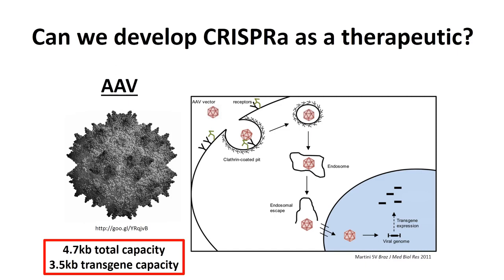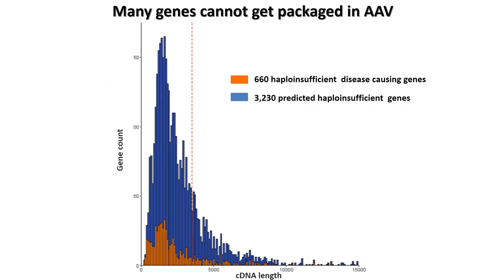However, AAV has a limitation that it can only package optimally 4.7 kb, 4,700 base pairs of DNA. And if you add in the ITRs and the regulatory elements that you need for AAV, it's about 3.5 kb, the size of the transgene that it can package. And that could be limiting in some cases.